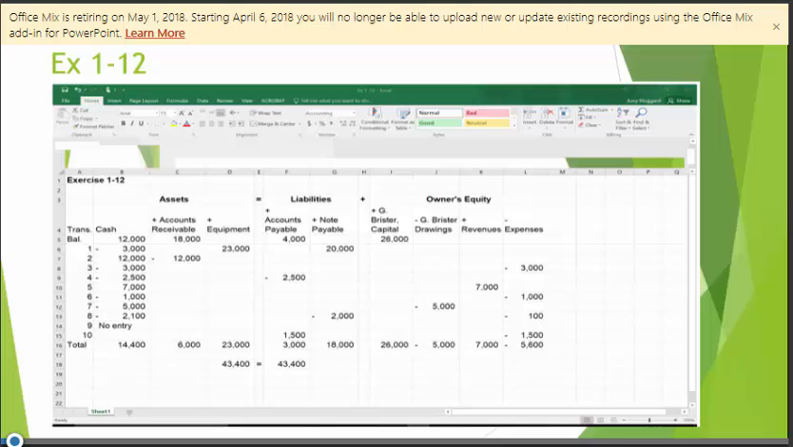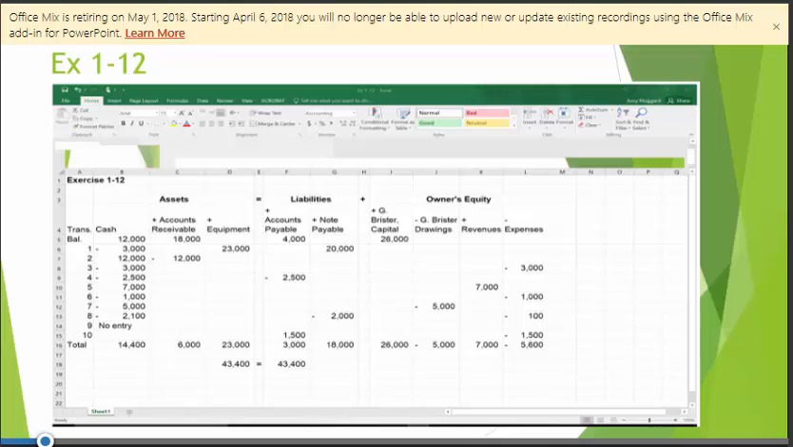Exercise 1-12. At the beginning of March, Bristol Software Company had cash of $12,000, accounts receivable of $18,000, notes payable of $4,000, and G. Bristol Capital of $26,000. During the month of March, the following transactions occurred.